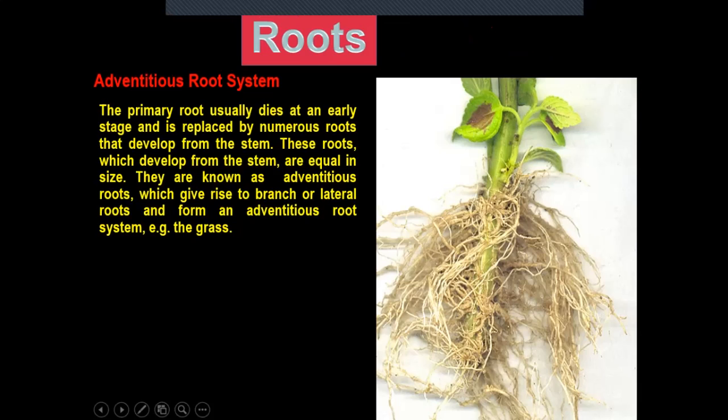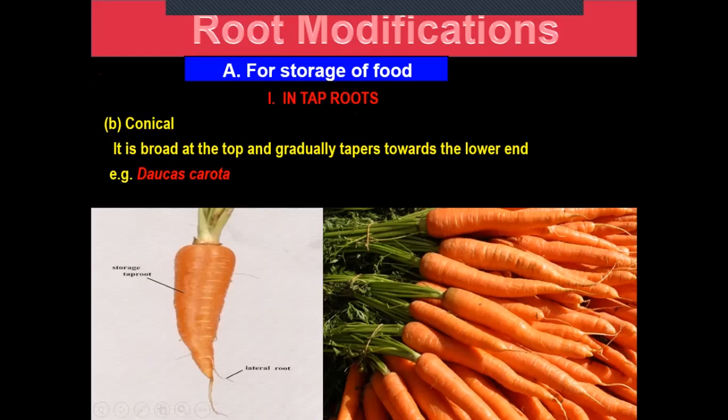This is the adventitious root system. The adventitious roots are clusters of roots arising from the main stem. The primary root usually dies at an early stage and is replaced by numerous roots that develop from the stem. These roots that develop from the stem are equal in size. They are known as adventitious roots, which give rise to branch or lateral roots. Examples: all monocotyledon plants, for example grasses.